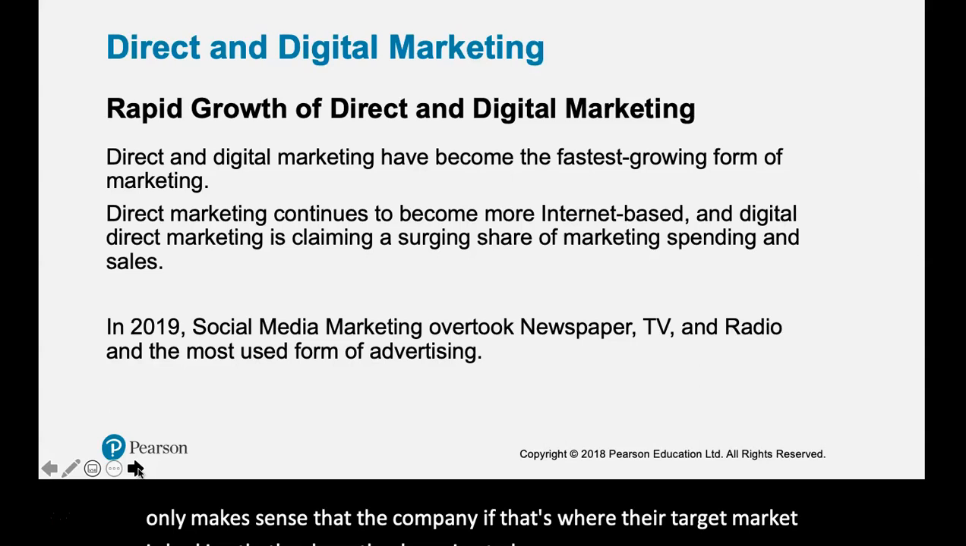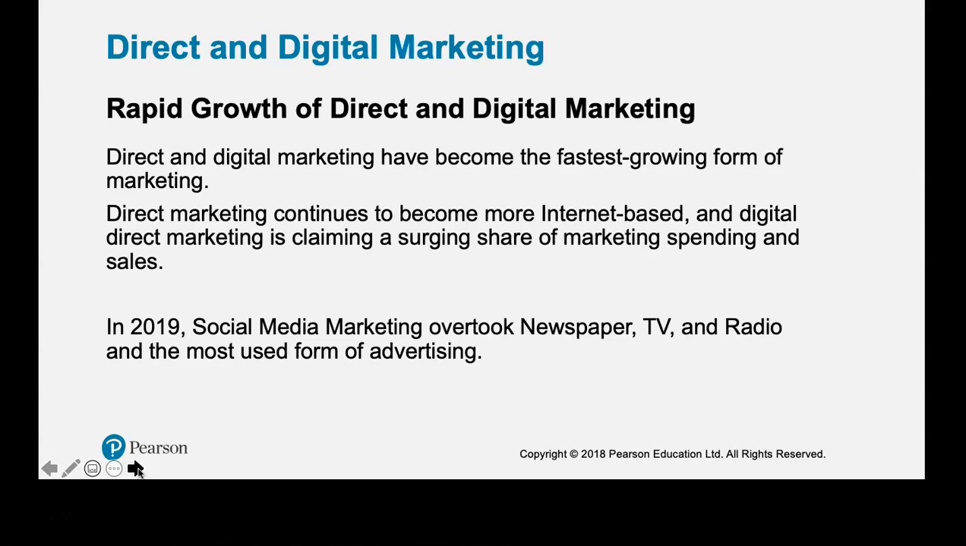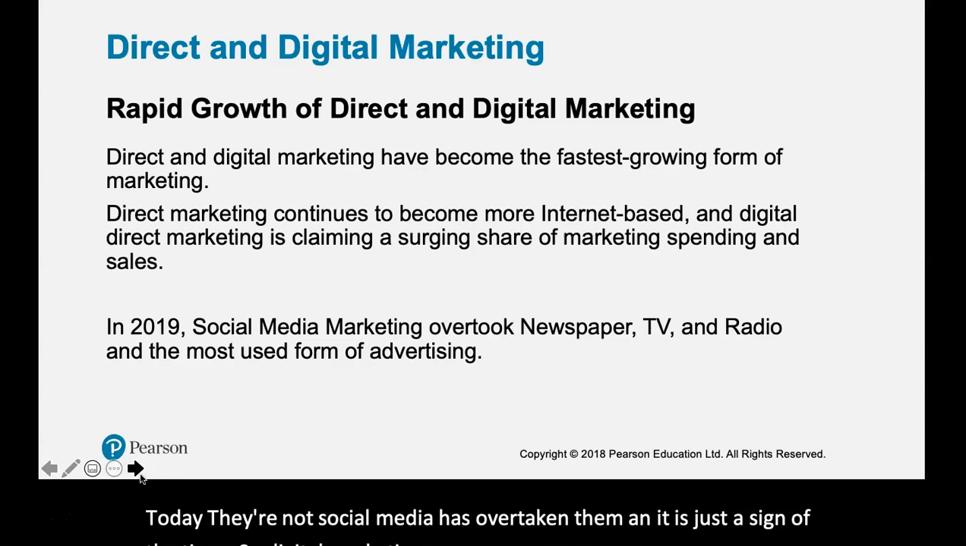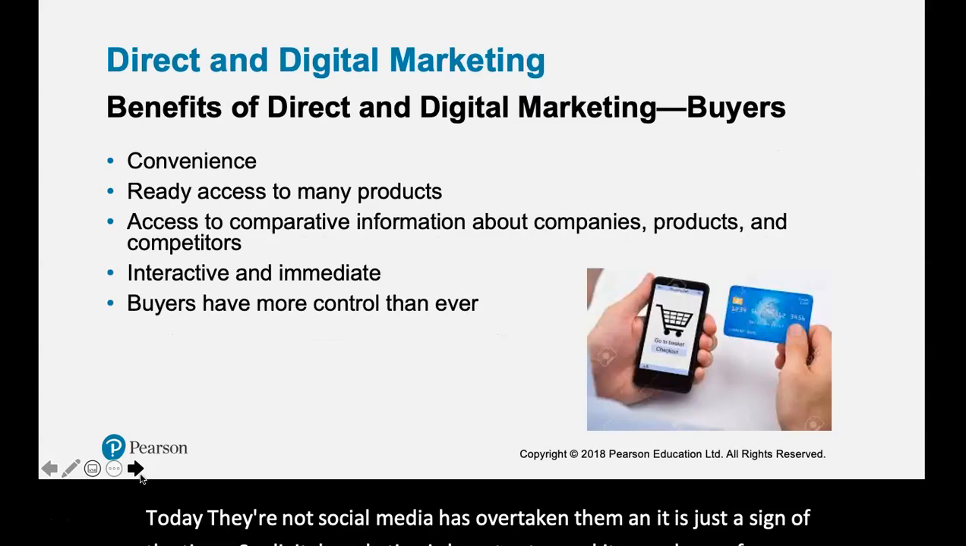So there's been a rapid growth in direct and digital marketing over the past few years. And in fact, in 2019, social media marketing took over newspaper, TV, and radio as the most used form of advertising. Can you imagine all the years that newspaper, TV, and radio were on top as the most used mediums? Today they're not. Social media has overtaken them, and it's just a sign of the times. So digital marketing is here to stay, and it may change forms, but it's definitely here to stay.